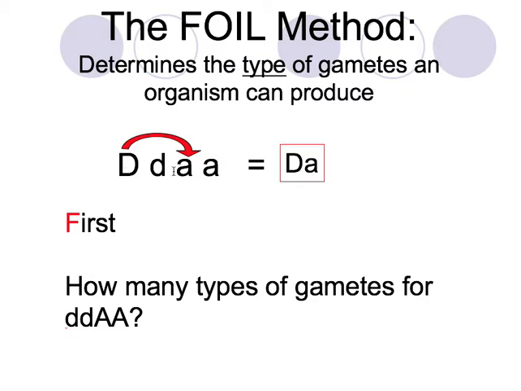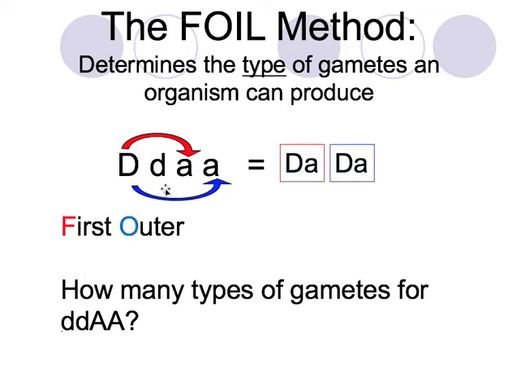So we have this big D and little d, little a, little a. So we do first: what can we make first? And then when we're looking at the second ones, we go to outer. So F-O, outer, so the first letter and then the outer letter. So the two outer letters, and that gives us another big D, little a. Then we look at our inner letters, little d and little a. So that's our third gamete that we produce.